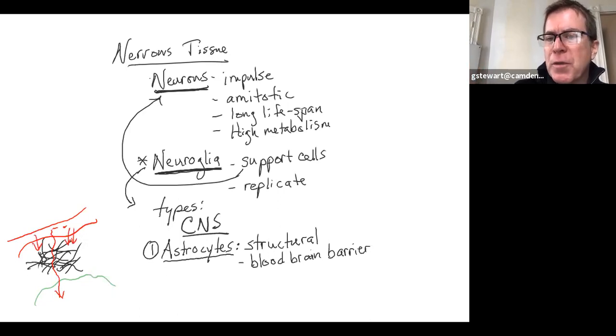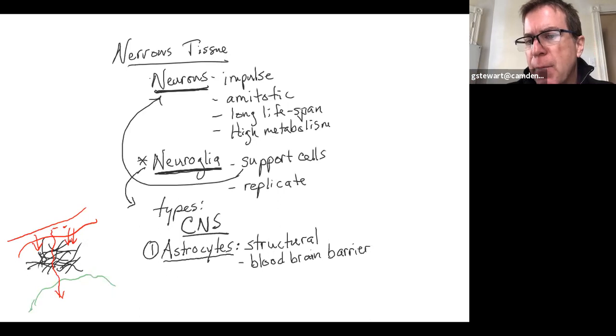It's not a 100% complete barrier because our neural tissue does need things like nutrition, but this meshwork helps keep out bad things like bacteria and viruses. It's not 100% effective.